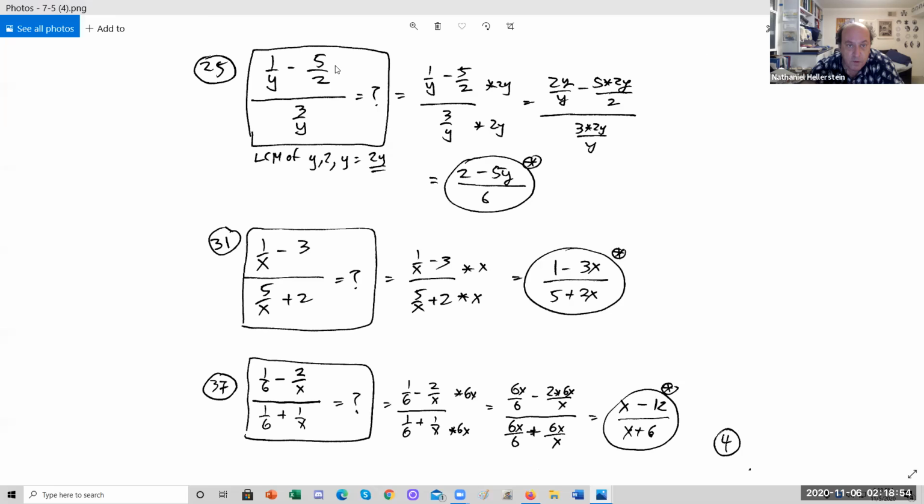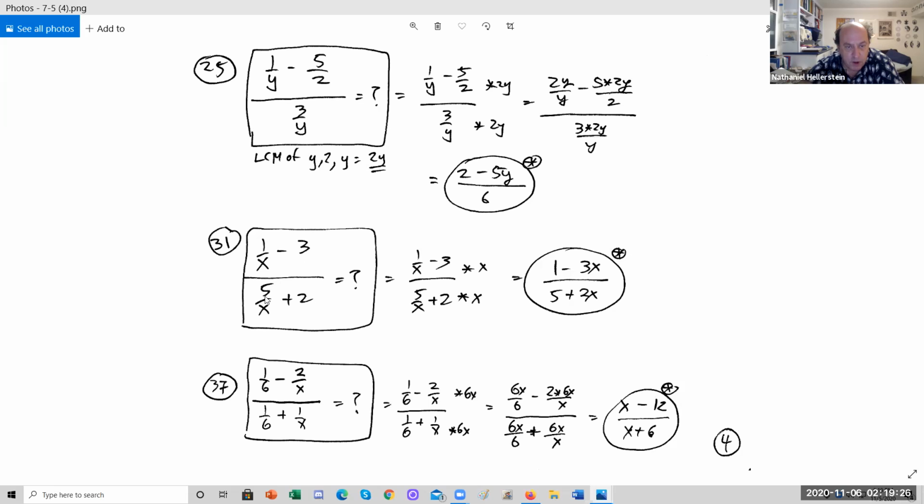1 over y minus 5 over 2, divided by 3 over y. We need the least common multiple of y, 2 and y. 2y does it. So rescale, multiply above and below by 2y. 1 over y times 2y, 2y over y is 2. 5 over 2 times 2y, 5 times 2y over 2 is 5y. 3 over y times 2y is 3 times 2y over y is 6. 2 minus 5y over 6.